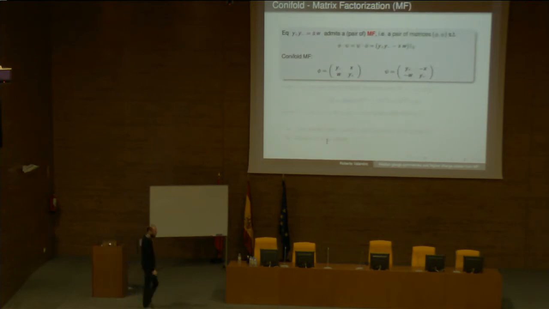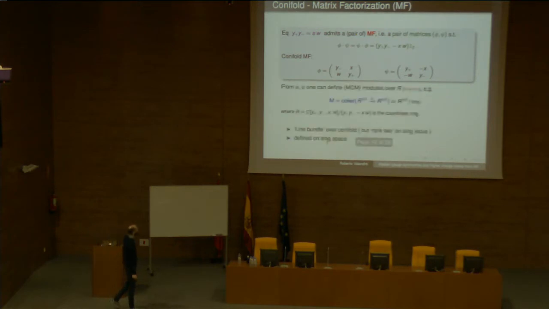Okay, so let's see what a matrix factorization is, and Anders already introduced this this morning. We see that this equation admits a pair of matrices, phi and psi, such that their product is equal to the defining equation times the identity. In this case, it is enough to have 2 by 2 matrices. I'm just reviewing what Anders said this morning. Now, once we have these matrices, we can define the associated MCM modules over the coordinate ring R in this way. We define, for example, M to be the cokernel of this map psi between R^2 and R^2. What is, roughly speaking, this object here?